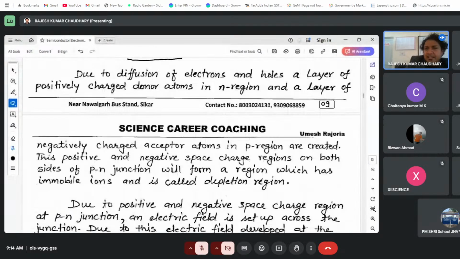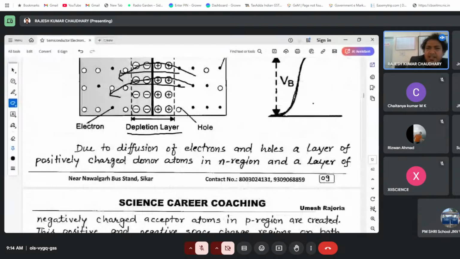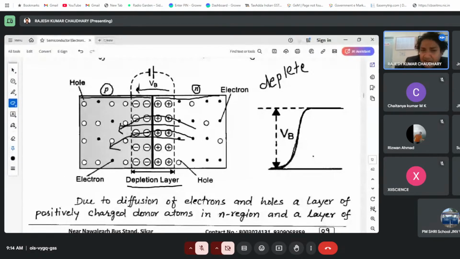Okay? But one thing we have to understand once more: the first process will create the induced electric field, but that electric field will prevent majority charge carriers only. After that electric field, no electrons will be jumping from N to P and no holes will be jumping from P to N. Got it? But one thing can still happen. And what is that? That concerns the minority charge carriers.